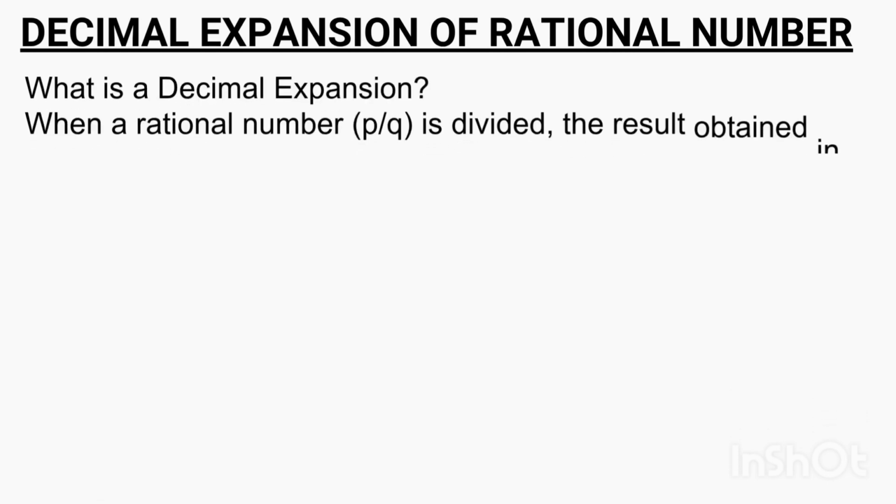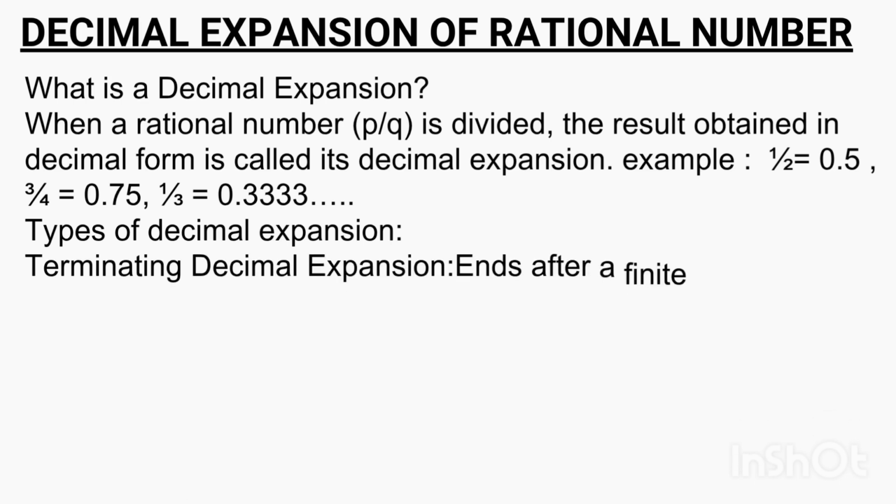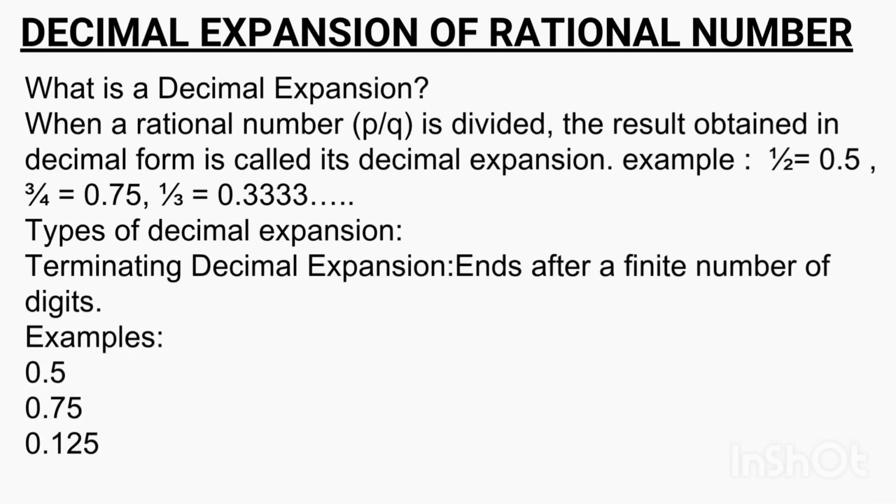Decimal expansion of rational numbers. When we divide a rational number and write the answer in decimal form, it is called its decimal expansion. For example, 1 by 2 equals 0.5 and 1 by 3 equals 0.3333 and so on.